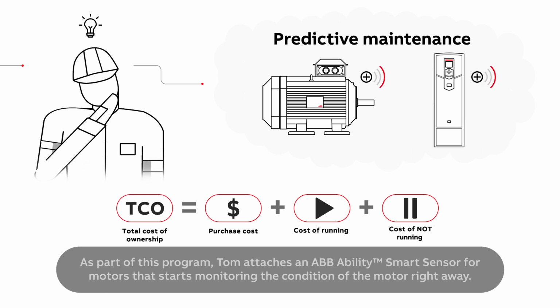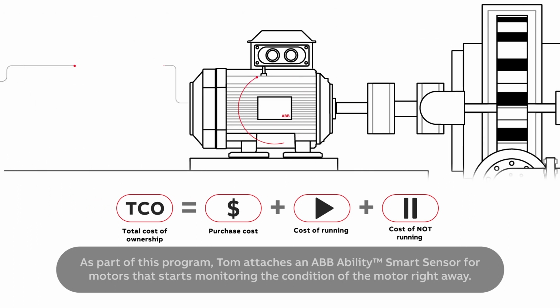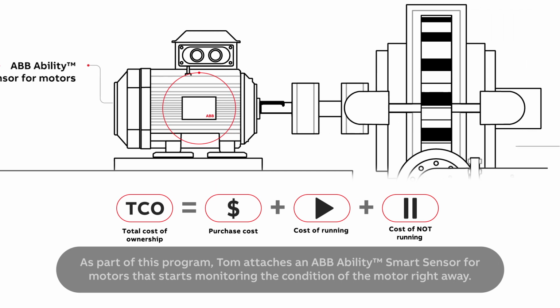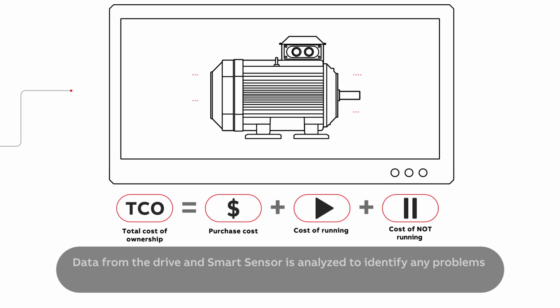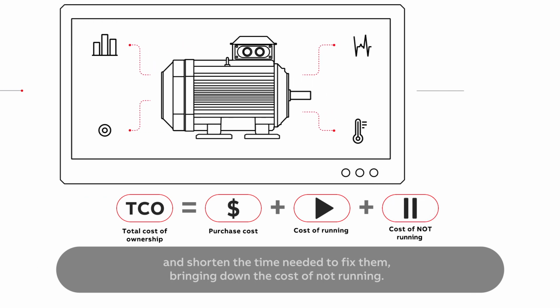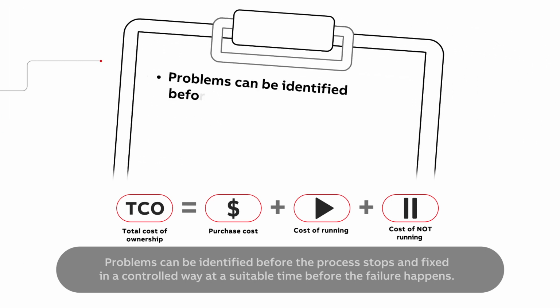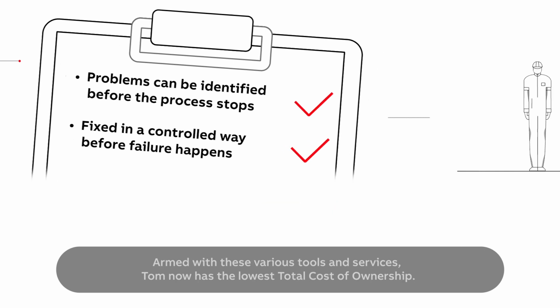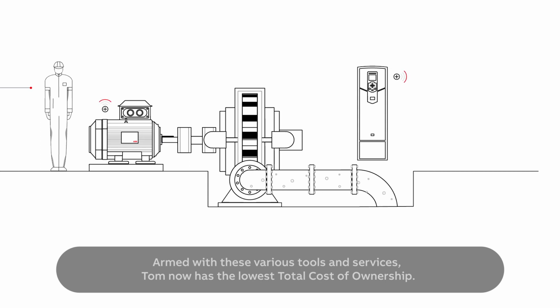As part of this program, Tom attaches an ABB Ability Smart Sensor for motors that starts monitoring the condition of the motor right away. Data from the drive and smart sensor is analyzed to identify any problems and shorten the time needed to fix them, bringing down the cost of not running. Problems can be identified before the process stops and fixed in a controlled way at a suitable time before the failure happens. Armed with these various tools and services, Tom now has the lowest total cost of ownership.